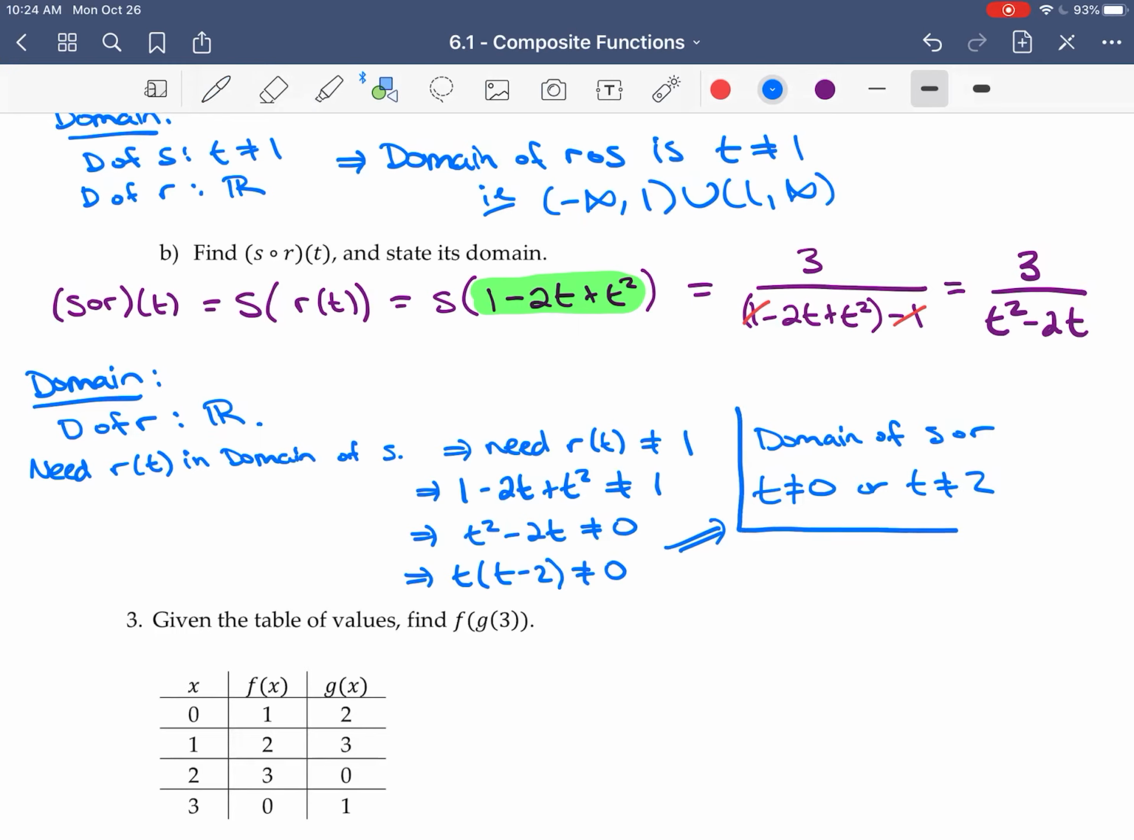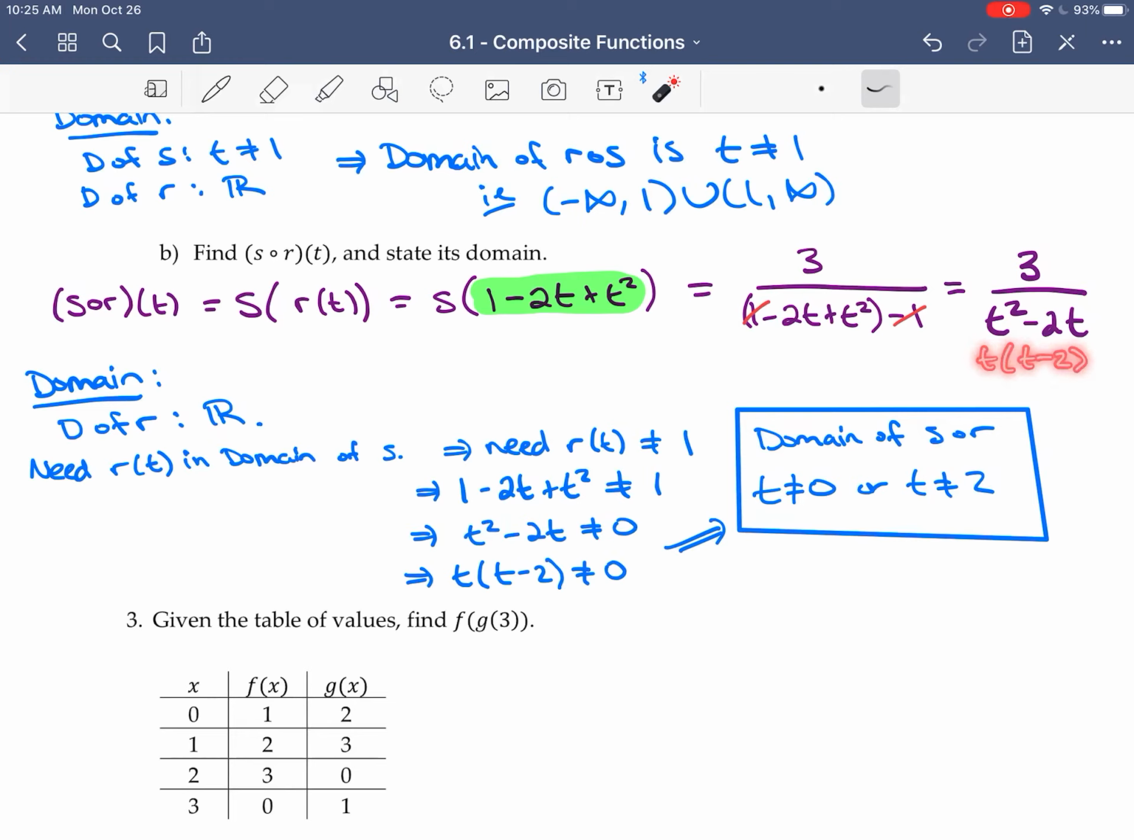Okay, and you would get the same thing, as you can probably see, from the computed version, right? So if I factor, this is t times t minus 2. So see, we get this denominator here. Okay, so we're doing the same thing as we would do if we use the function. Now I just want to make this slightly better. So it's S composed with R. Okay, let's try another one.